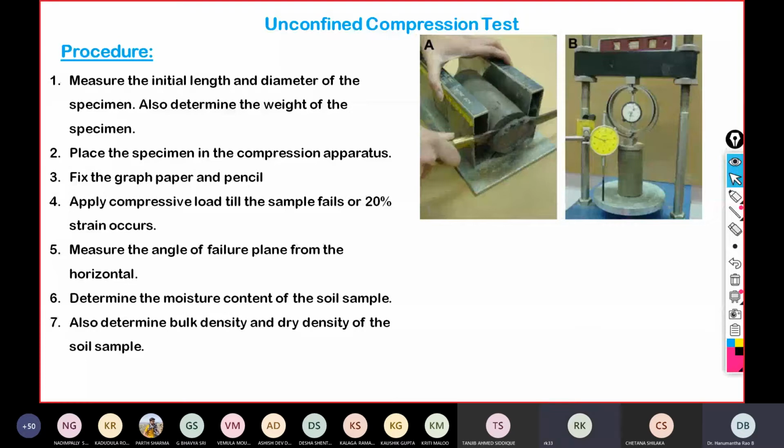Sir, but here we are not saturating, neither by vacuum also. That is up to you. Usually the UCS test will be conducted on a fully saturated soil sample.